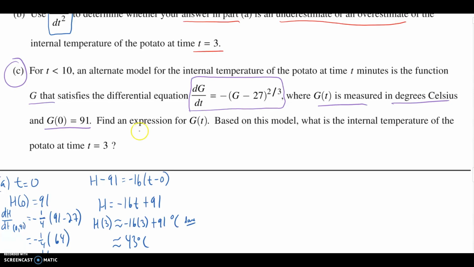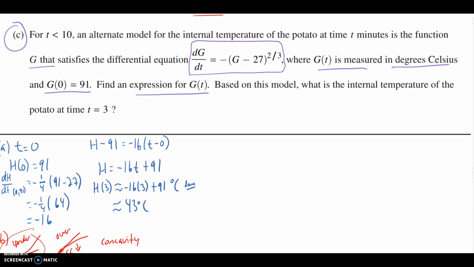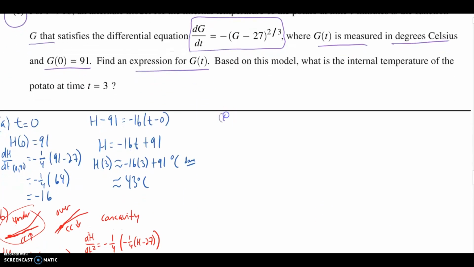But what this one says is find an expression for g of t. Normally we've seen this direction as find the particular solution, but once you realize we have to get g of t from dg over dt, we have to realize we're doing the antiderivative, which means we're going to have to do our separation of variables, and that's why this part takes a little bit longer, also going to be worth a lot more points. So for myself, I'm going to go ahead and recopy down dg over dt.